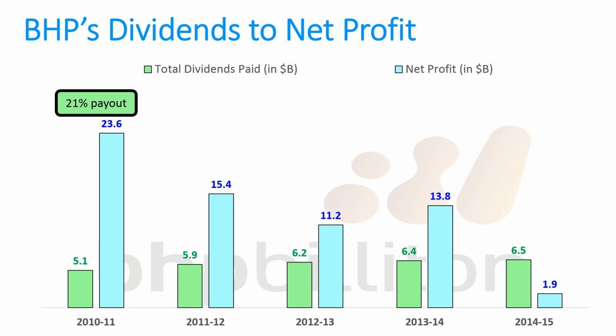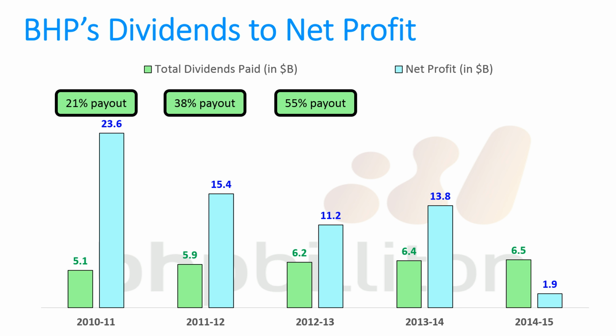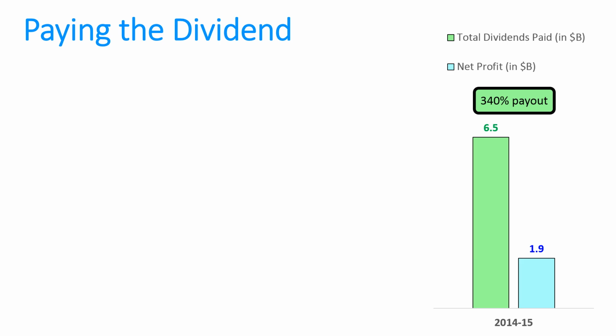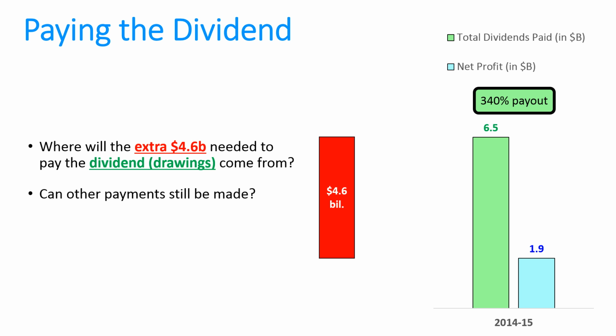from? So looking at this payout ratio, it was 21% of net profit in 2011, 38% in 2012, 55% in 2013, 46% in 2014, and in 2015 it's actually a payout ratio of 340%. So obviously it's 3.4 times the actual net profit. So what we need to figure out is, well, there's $4.6 billion unaccounted for there. Where are they going to get the money from? And can other payments still be made if they actually go and get that $4.6 billion?